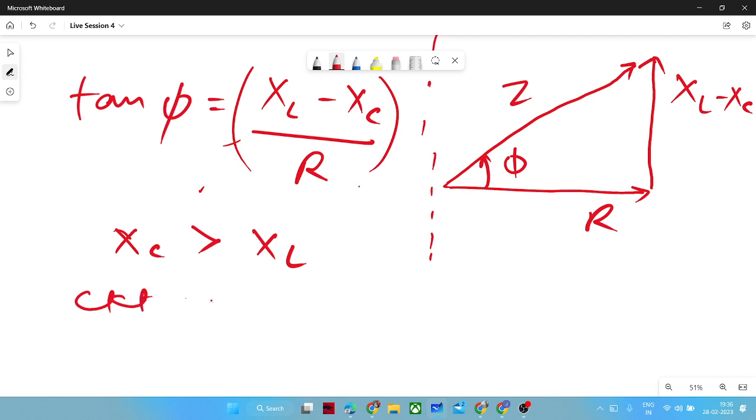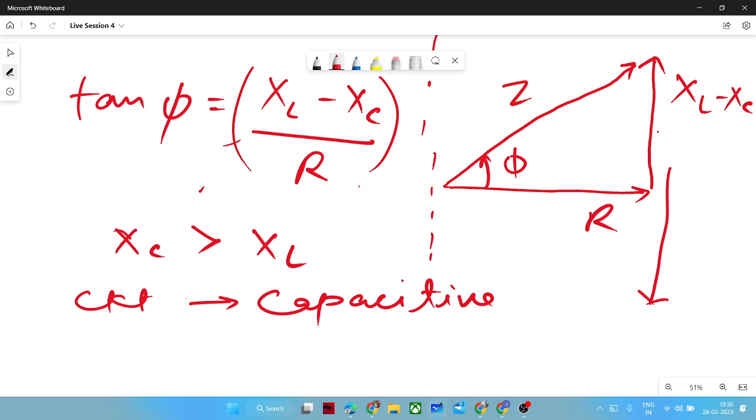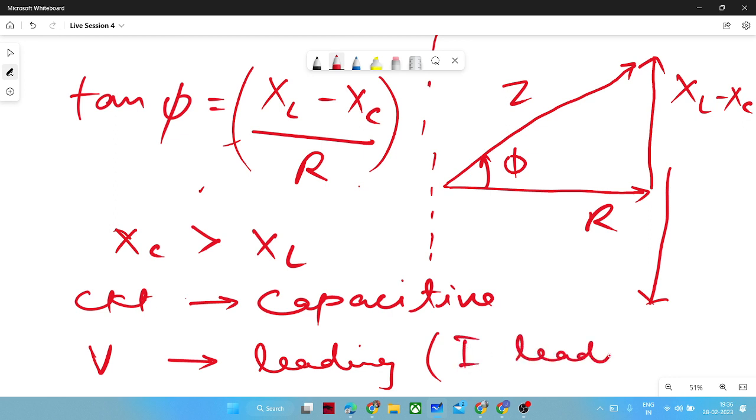So your circuit will be capacitive, and it means your impedance will lie in your fourth quadrant, this side, right? Since your XC will be higher than XL, your phi will be negative. If your phi is negative, it means your power factor is now leading. Leading means we always take voltage as the reference, and whenever we say leading, it means current is leading voltage. Current leads voltage, always. This is the reference.